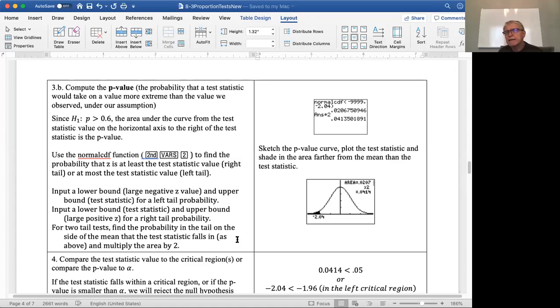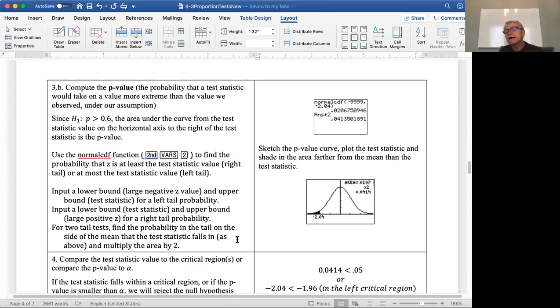But that is only going to be half of the p-value, because it's a two-tailed test. We also need values of the test statistic farther from the mean than negative 2.04. And by farther from the mean, we're just talking distance, not necessarily direction, but distance.